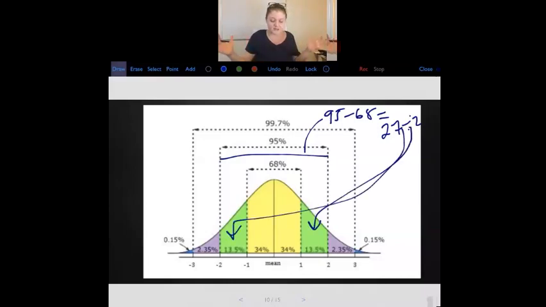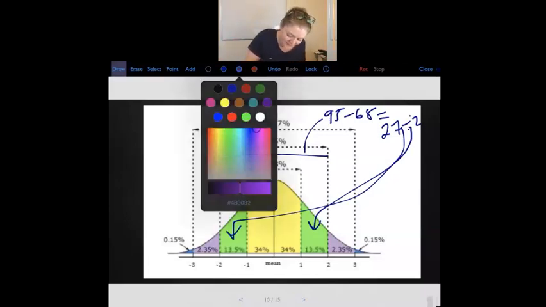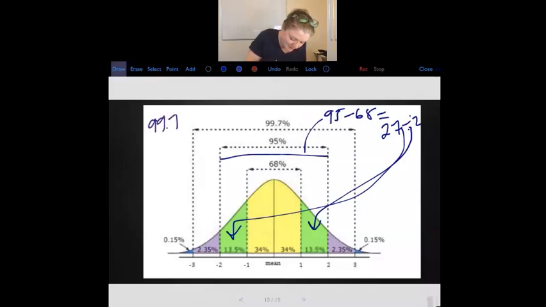Same thing again, moving out. So we have 99.7% of all the data. So we have the purple, the green, and the yellow on each side. For that, let me use the color that it corresponds to. We could take 99.7 minus 95 because the 95 has already been accounted for. We're just looking for those small pieces, which should give us 4.7. So the two purples together add up to 4.7. Divide by 2, and that's how you get the 2.35.